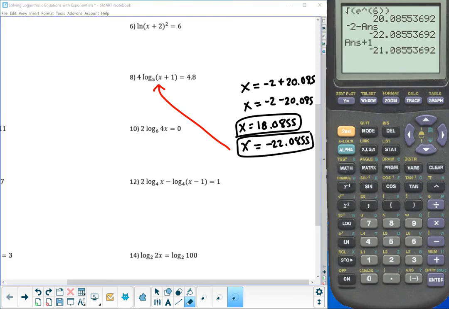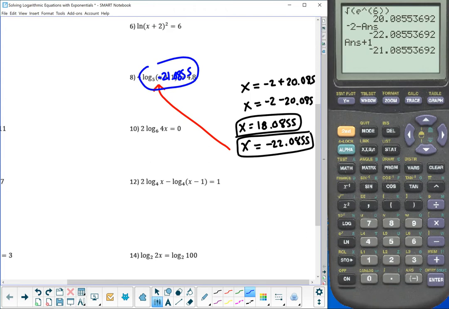Okay, so it's that answer, and I need to do a log base 5 of that. So that's negative 21.0855, and I need to log base 5 of that. Remember, the calculator doesn't have log base 5, so I have to do a change of base.